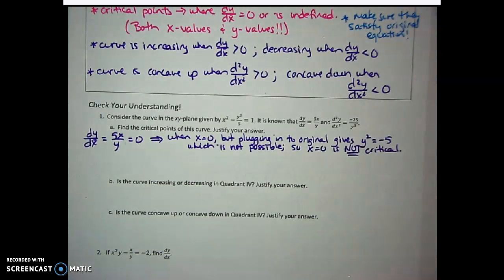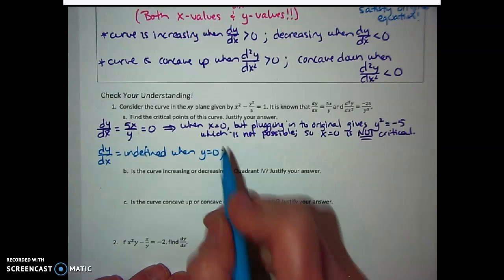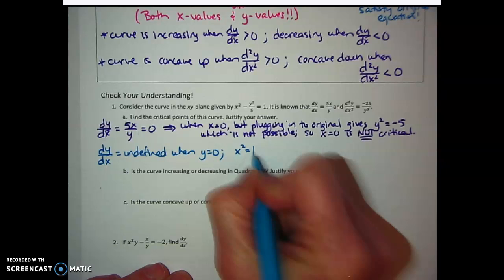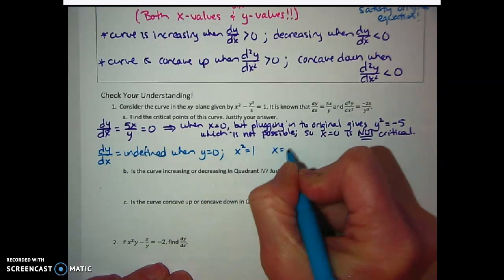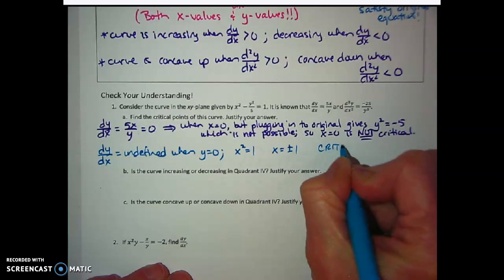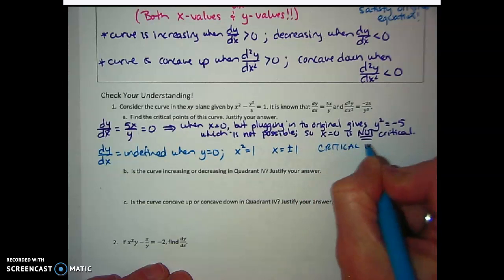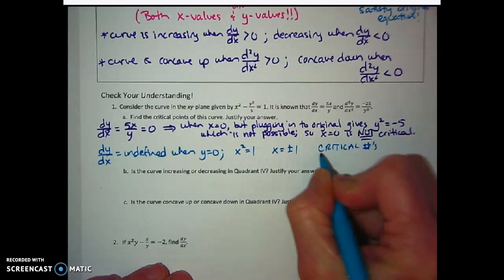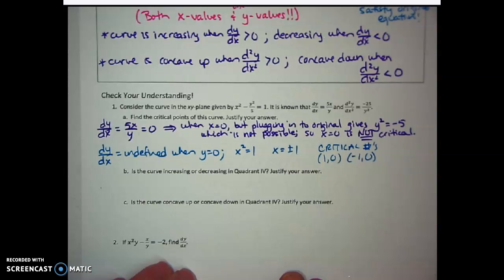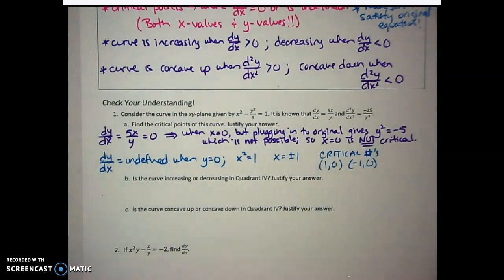So x equals 0 is not a critical number, but now let's determine where this function is undefined, and it's going to be undefined when y equals 0. When y equals 0, and I plug that 0 back into my equation, I get x squared equals 1, and so my critical values are plus or minus 1. My critical numbers are 1, 0, and negative 1, 0. Those are going to be our critical points.